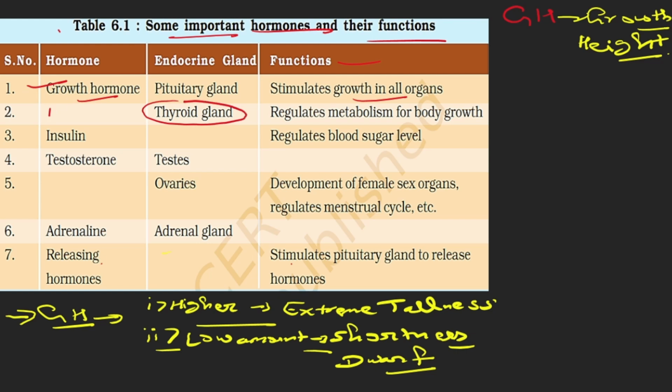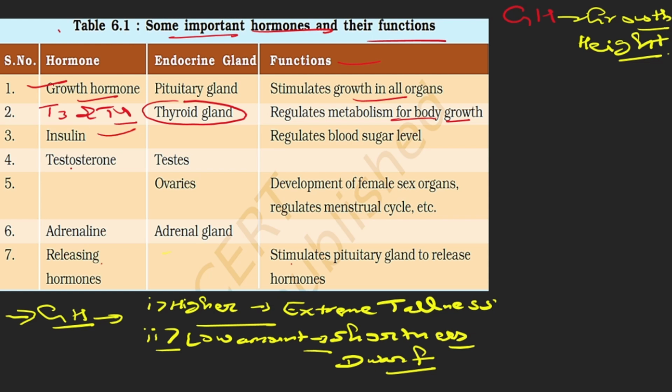Thyroid secretes hormones T3 and T4. These are the thyroid hormones secreted by the thyroid gland. They regulate the metabolism for body growth. They regulate various chemical reactions in cells which happen during metabolism, during glycolysis, glucose breakdown, and in all those reactions in respiration. All these things are regulated by thyroid hormones. T3 and T4 are secreted by the thyroid gland and they regulate metabolism of the body.